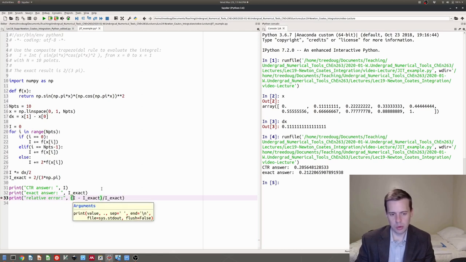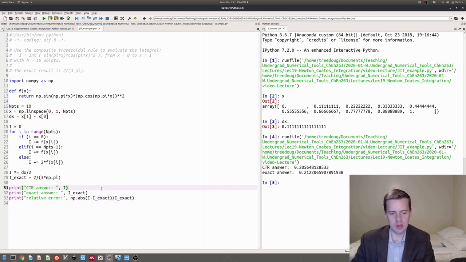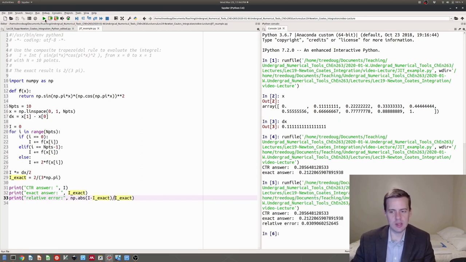And I need to add an open parenthesis. Right? And I can even put an absolute value around that. So what that should do is it should just take the difference between the answer I got and the exact answer, divide by the exact answer, and it'll show me about how different it is. That's a relative error. So this tells me I have a 3% error. So I'm pretty close.